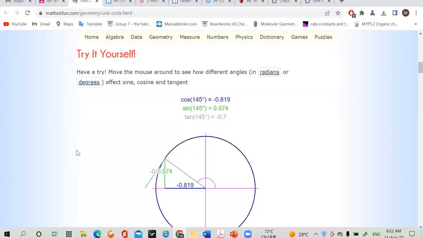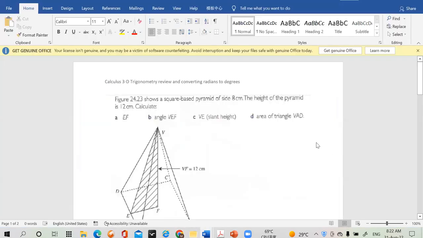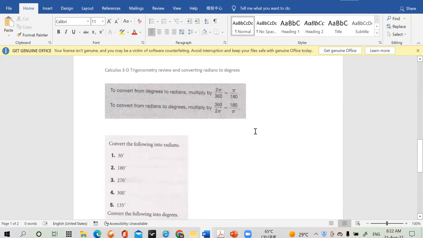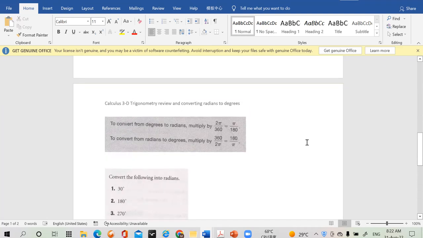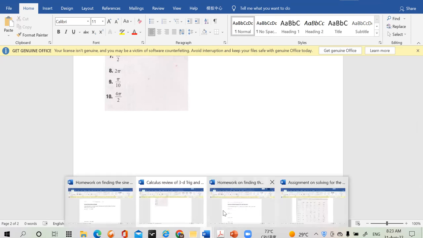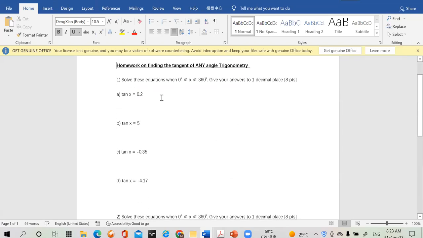I do want to remind you to finish those problems for the trigonometry, the first stuff I gave you. Not the unit circle, but the assignment that I gave you before. I believe you should have finished this already. This is a 3D trig problem. We did that in class, I think. You should be able to convert all of these into radians and degrees using the equations that I gave you before. Then there was a tangent homework that you were working on, and you should have been able to do these problems as well.